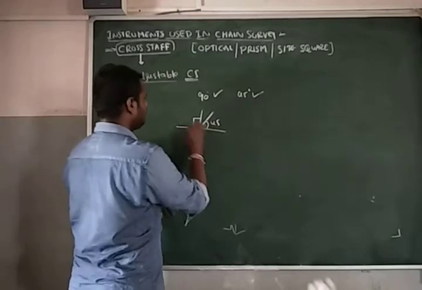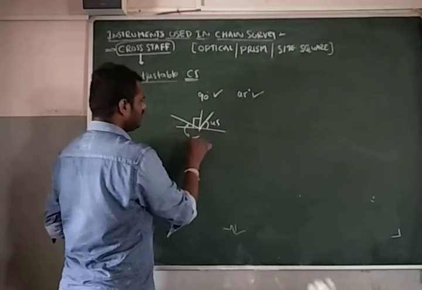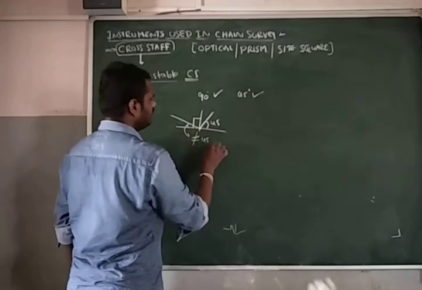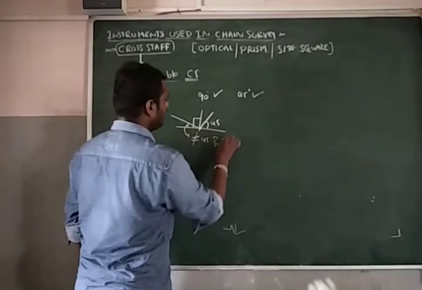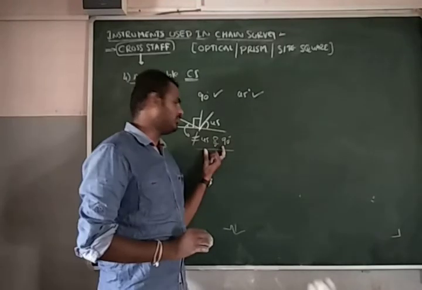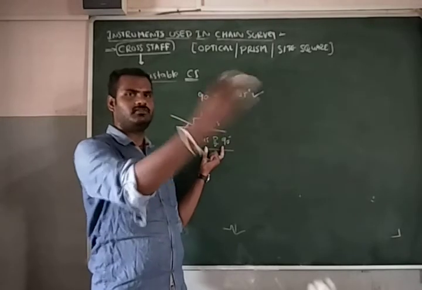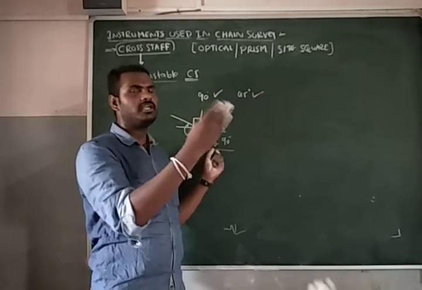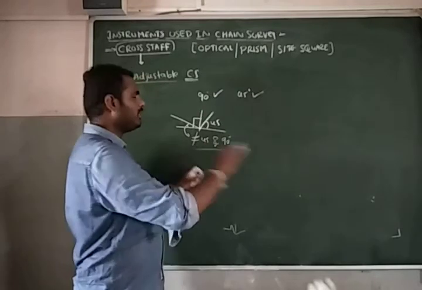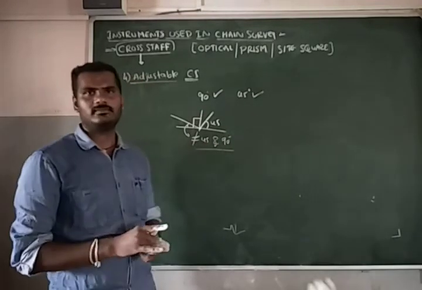But what about the remaining angles? I want to get somewhere else here, which is not equal to 45 and not equal to 90 degrees. To fulfill this, even if you want to take 1 degree, 2 degrees, 3 degrees, 4 degrees, at any degree, you can take the offset from a perpendicular fixed line by using the adjustable cross staff.